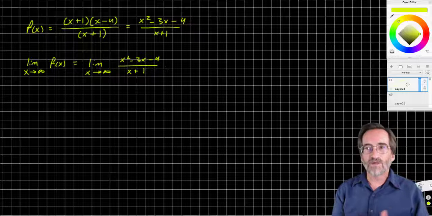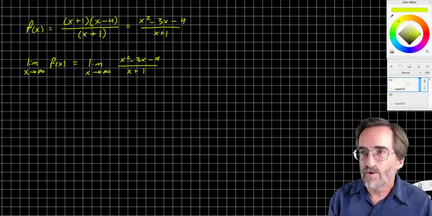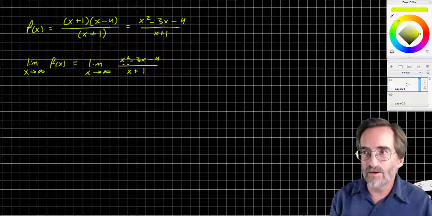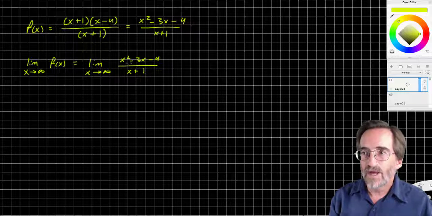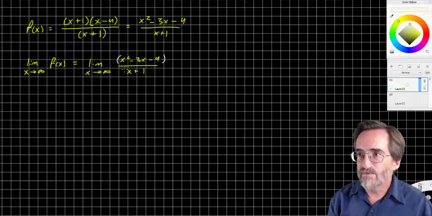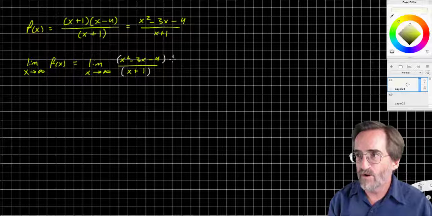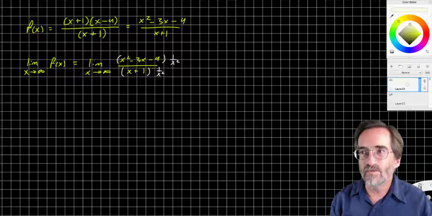So the first trick I'm going to use, I'm going to use a more formal approach. Notice the highest power in the numerator or the denominator of this rational function is x squared. So I'm going to multiply both sides by 1 over x squared. Okay? Which is just dividing by x squared, and that's perfectly fine.